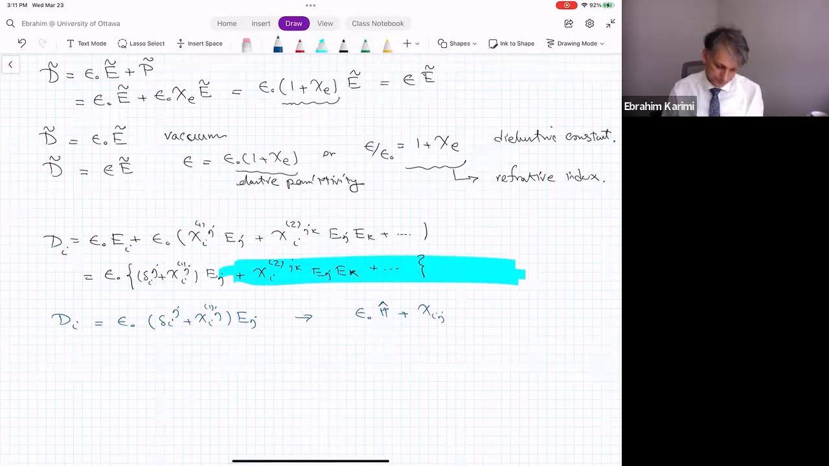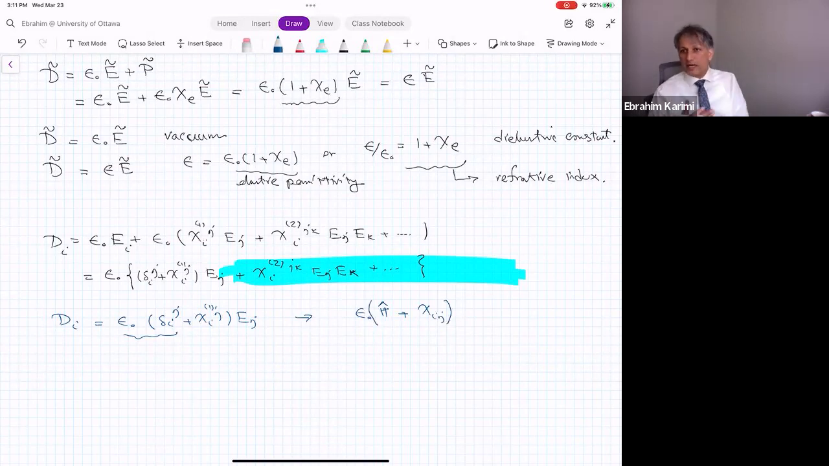That comes from the first term, and that's the source for birefringence. So let's say the birefringent material. You do have different response and different displacement vector for applying electric field in different directions.